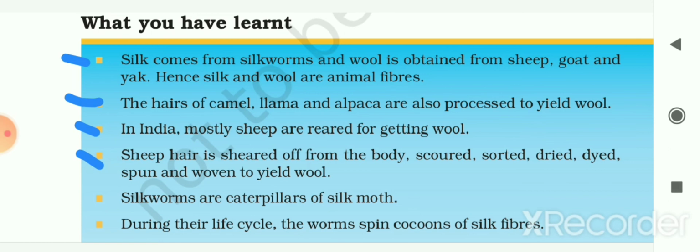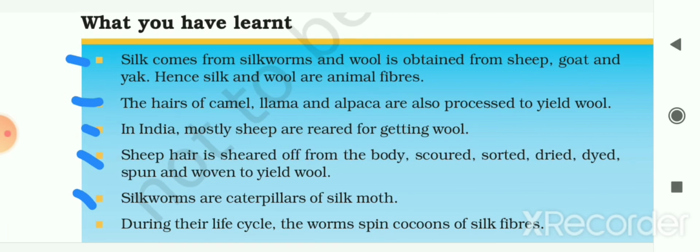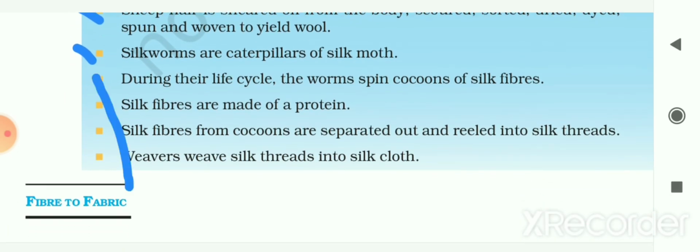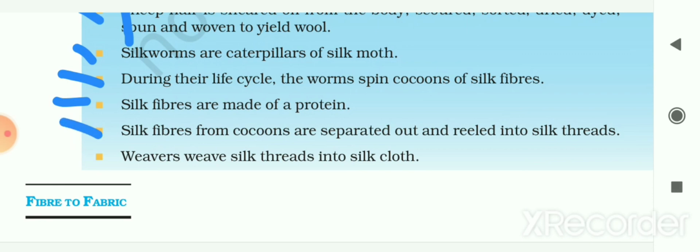Then we had seen silkworms are caterpillars of the silk moth. Then we had seen during their life cycles, the worms spin cocoons of silk fibers. Then we had seen silk fibers are made up of a protein. Silk fibers from cocoons are separated out and reeled into silk threads, and weavers weave silk thread into silk cloth. So here the explanation of our chapter 3, that is Fiber to Fabric, gets over.